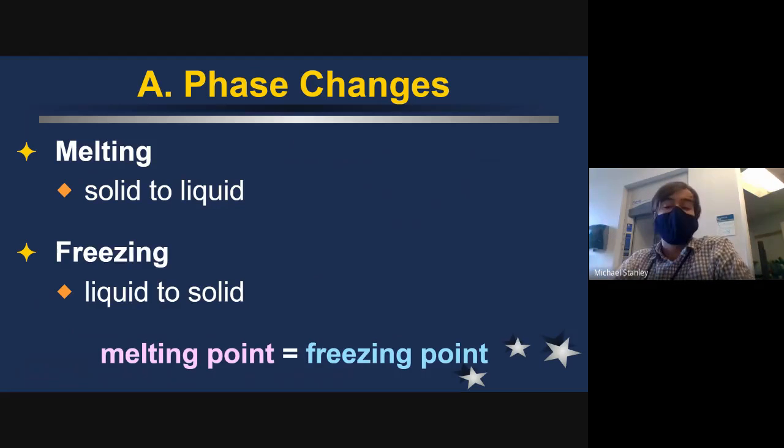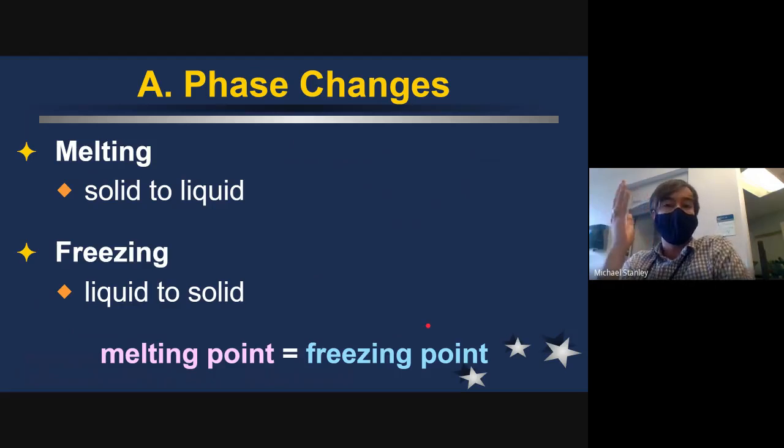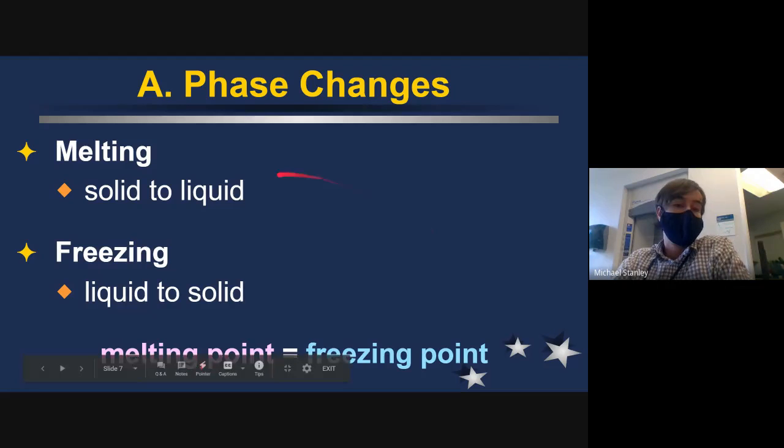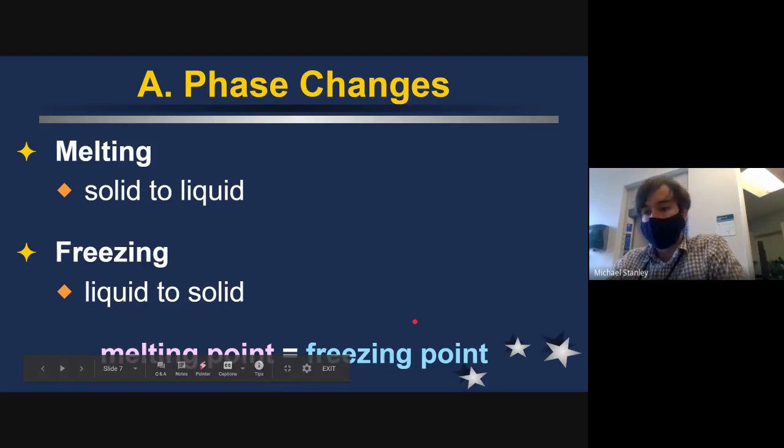The temperature that this happens at can be called either the melting point or the freezing point. Water has a melting point and freezing point of 0 degrees Celsius, which is about 32 degrees Fahrenheit. So if you take some ice and put it somewhere that is above 0 degrees Celsius, it'll start to melt. If you take some water and stick it somewhere that is below 0 degrees Celsius, it'll start to freeze.